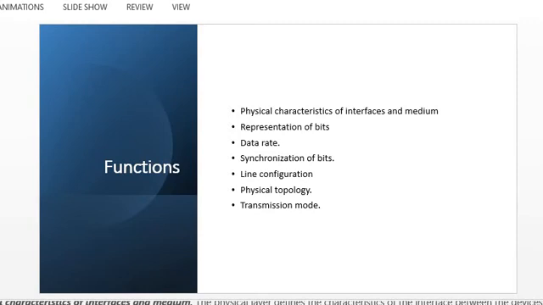So I want you to go and look at some of the issues that I've talked about. I listed there line configuration, physical topology, even the transmission mode, whether it's full duplex or half duplex. Those are other functions of the physical layer.